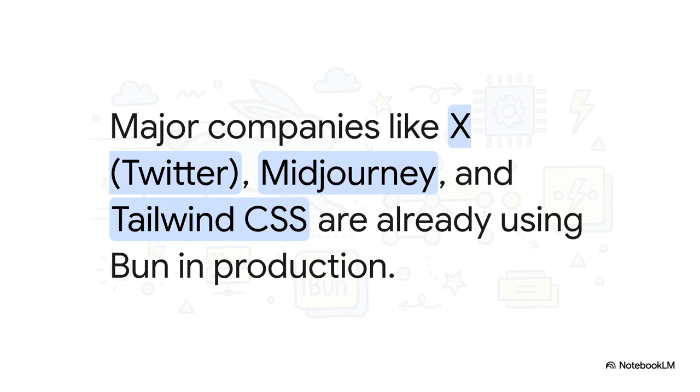And you know, this isn't just some fun little side project. It's already being used by some major players in the tech world. We're talking about companies like X, the AI image generator Midjourney, and even the team behind the super popular Tailwind CSS framework. They're all using Bun in production, which proves it's ready for the big leagues.